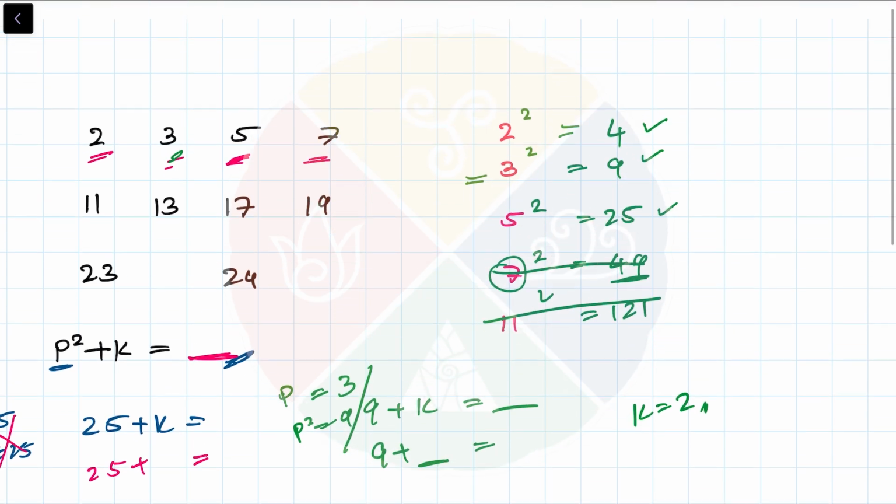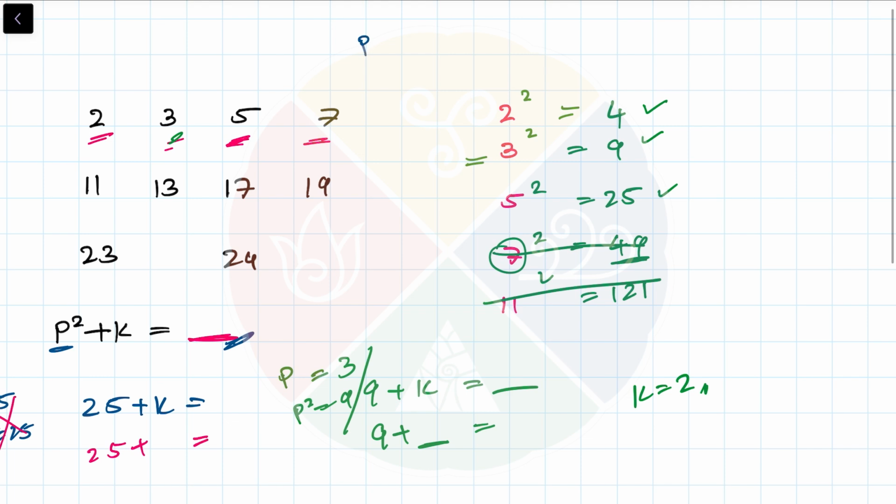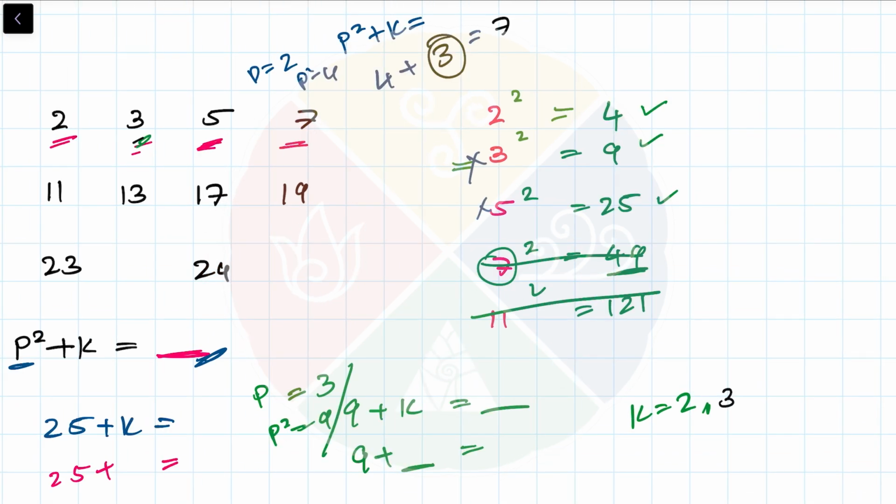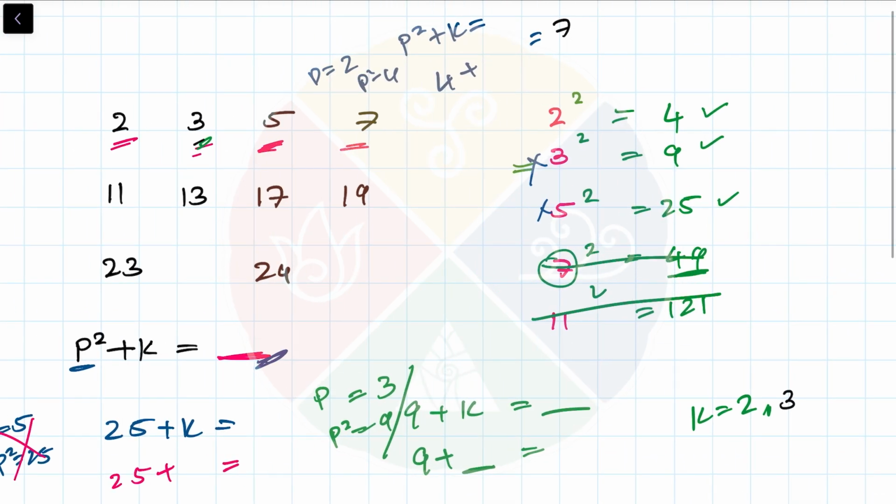Now let's go for the last case. p is 3 is also done. If p is 2, p square is 4. So 4 plus what is another prime number? 4 plus 2 is 6, not a prime number. So no. 4 plus 3, I'm going to get 7. So that is a prime number which is less than 30. So k can also be 3.